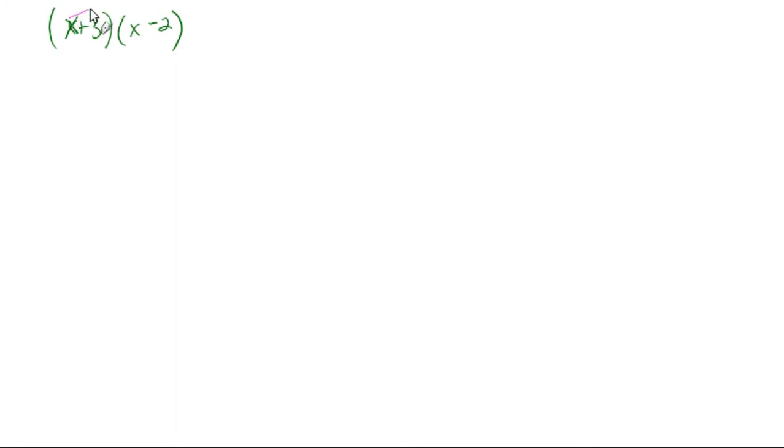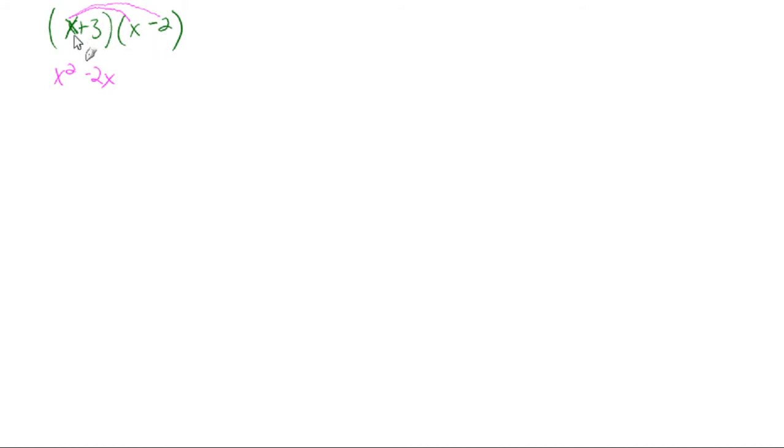So distribute x to x. That's the first thing we see. That's x squared. Distribute the x to the next thing. That'd be a negative 2, so that's a negative 2x. And we could keep going, only there's nothing left in this parentheses. That was the last thing.